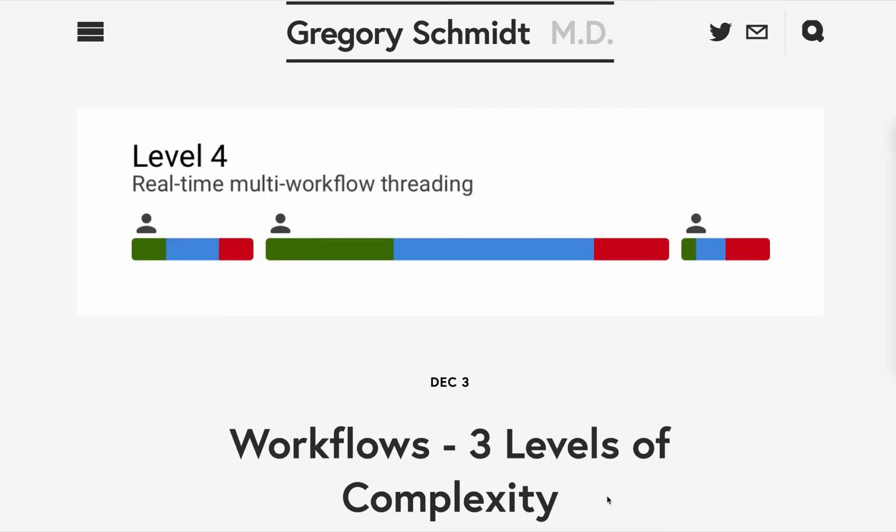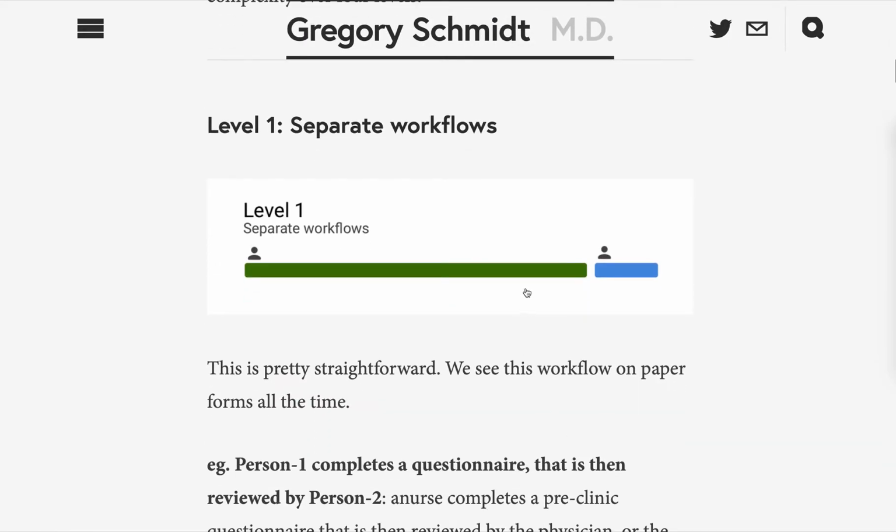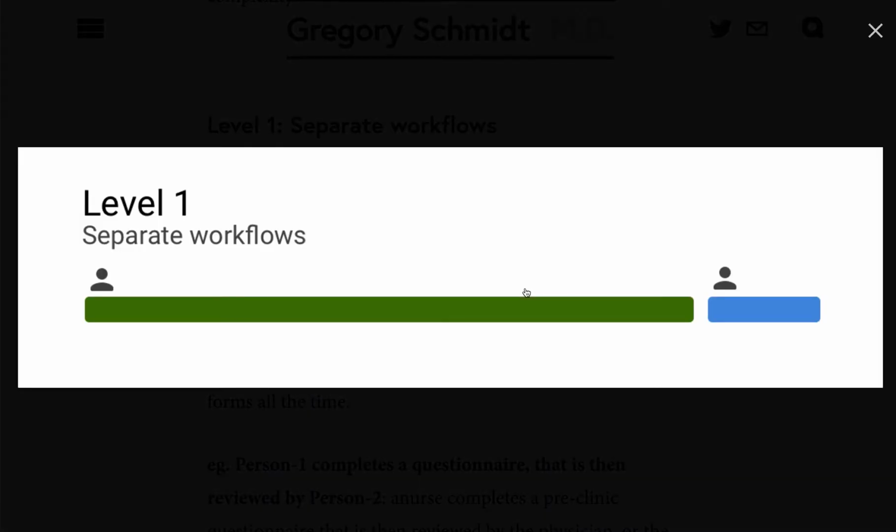So let's start into imagining the first of these 3 layers here, which is separate workflows. So separate workflow is the typical way which we operate on paper. One user will fill out a paper questionnaire, and then another user will fill out their own questionnaire. You could imagine a nurse completing a pre-clinic questionnaire that is then reviewed by the physician, or a pharmacist reviewing a medication education session with the patient, documenting it on their form, and then the clinic nurse reviewing the form later and filling out their own.